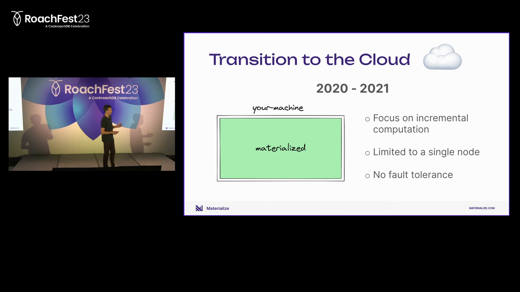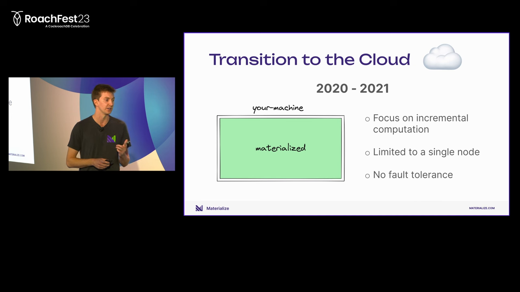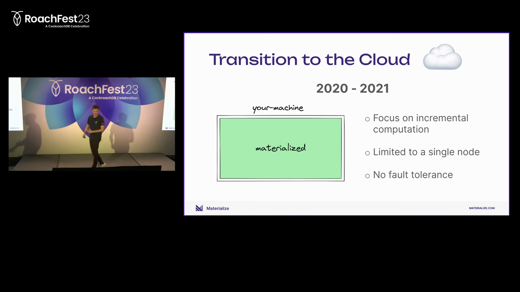A little bit of story time. In 2020, when we first released our product, it was just a single binary. It was Materialized D. We'd ship this to the user, and they'd run it on their own machine, whether that be a laptop or an instance from EC2, a rack in your own data center. Right, you get a single binary. This was great for us. We could focus on what we're trying to do, which is incremental computation.